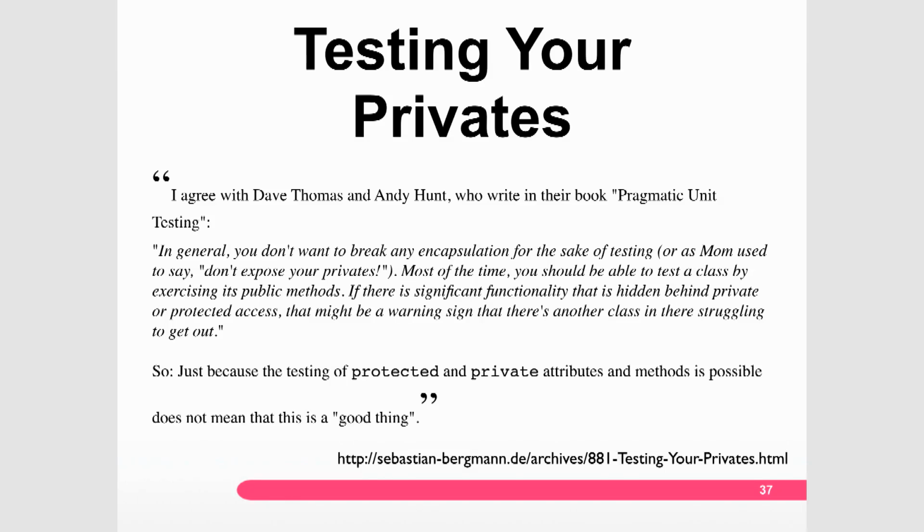There is a side note to this, however, and it's a whole story. I'm not going to read it for you, but this is a quote from Sebastian Bergman, who's quoting Dave Thomas and Andy Hunt. But basically what they're saying is, and I really like the last line, that it might be a warning sign if you find the need to test private or protected methods. It may very well be a warning sign that there's actually another class in there struggling to get out, as they now call it here. So there's probably something wrong with the way you set up your object and the way your code works.